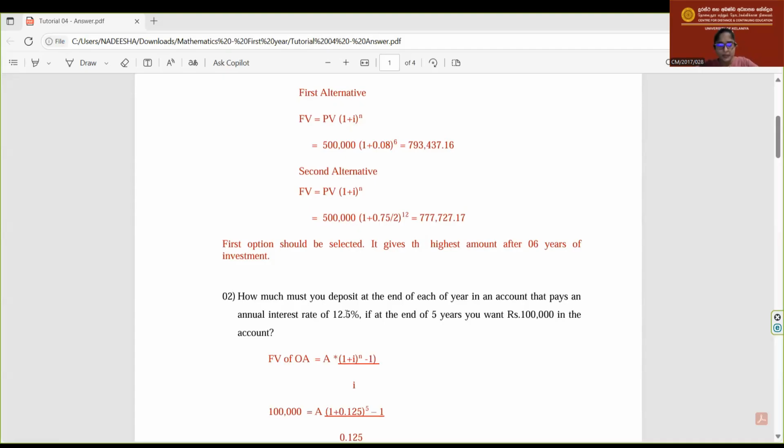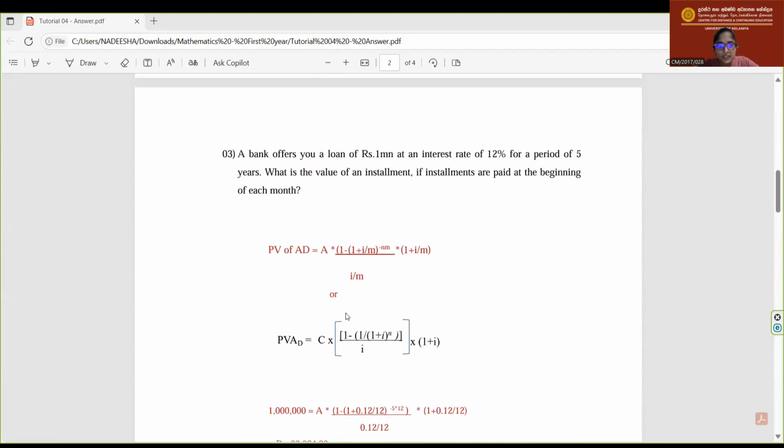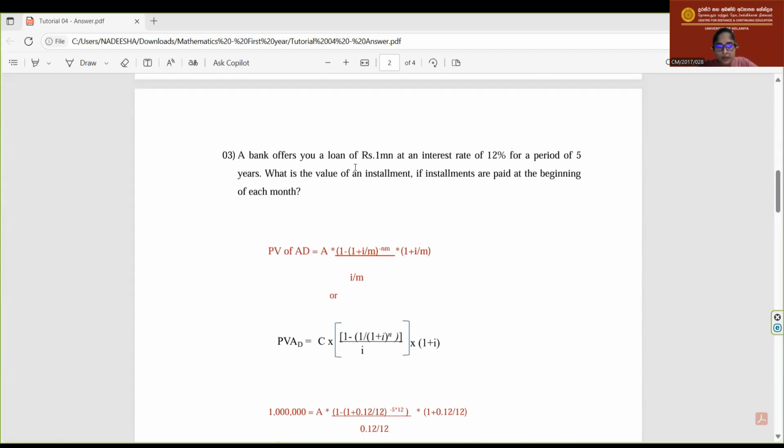Third question. A bank offers you a loan of rupees 1 million at an interest rate of 12% for a period of 5 years. What is the value of an installment if installments are paid at the beginning of each month? Here you can see the interest rate has been given as annual, but the question at the end is asking for each month, right?